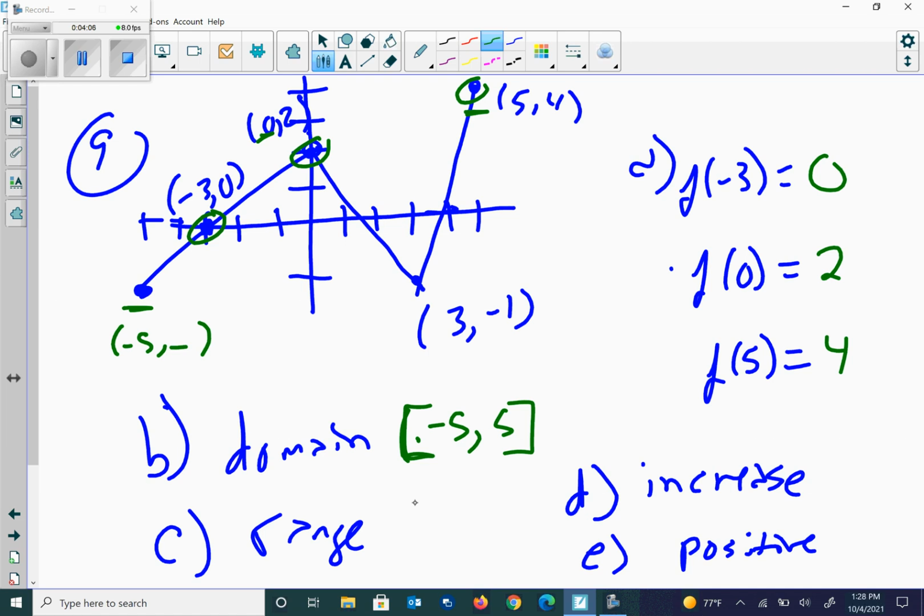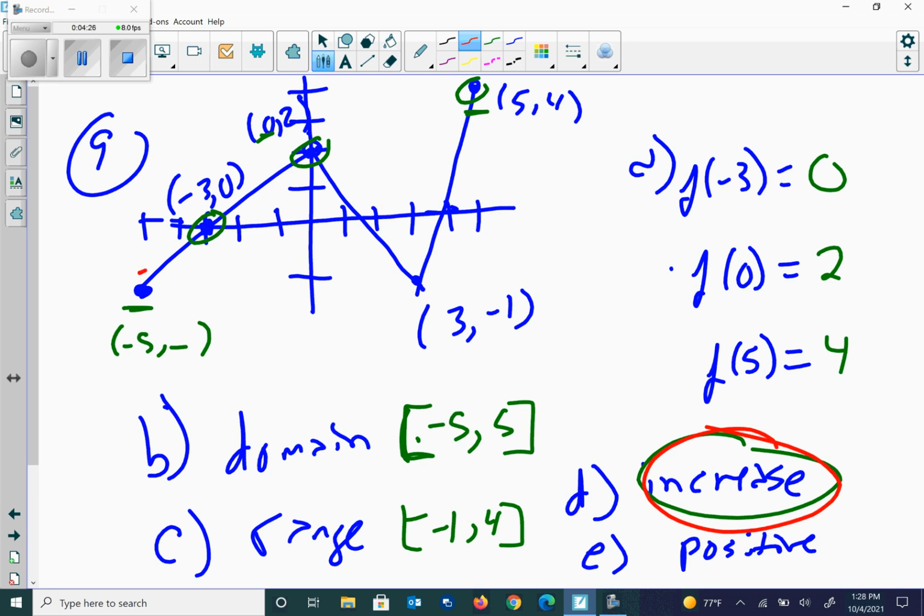My range of this, I'm going to look for my lowest y value, which appears to be -1, and my highest y value is 4. Where is this increasing? Let's make that red. It's increasing here, and it's also increasing here, so we use the x to describe where it's increasing. So it's increasing from soft bracket -5 to 0. They're both soft brackets. It's also increasing from 3 to 5. You're using the x values.